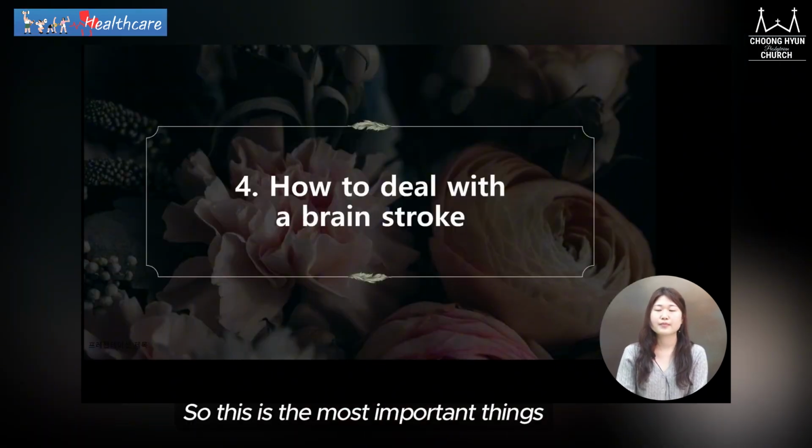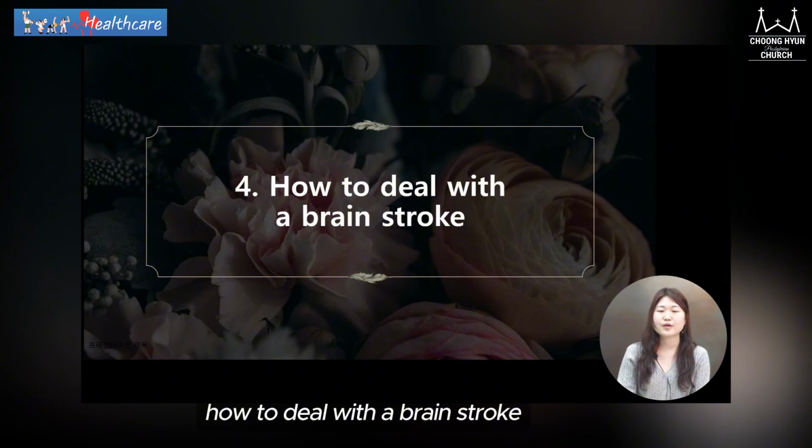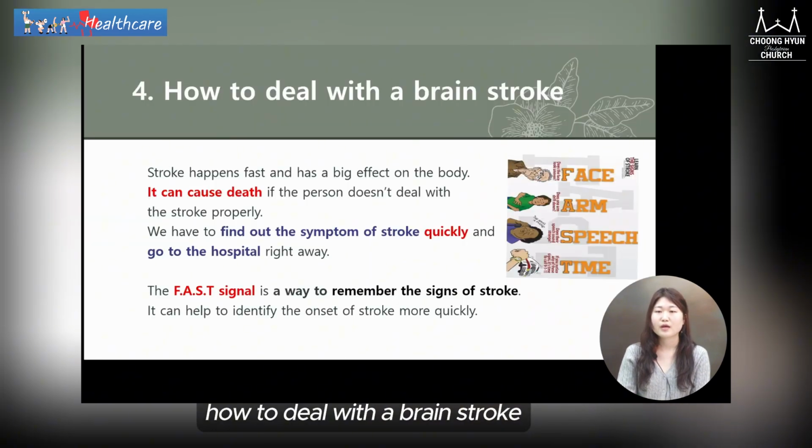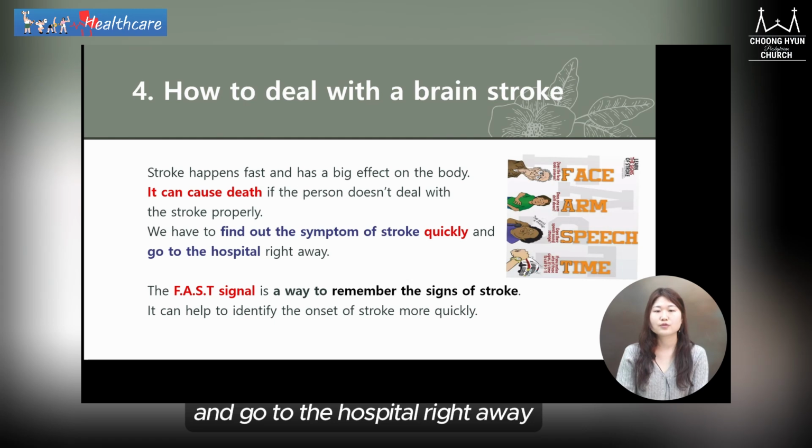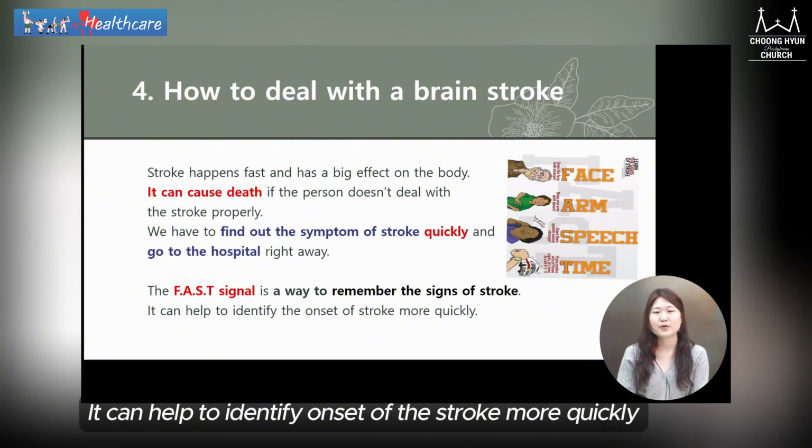So these are the most important things, how to deal with a brain stroke. Stroke happens fast and has a big effect on the body. It causes death if a person doesn't deal with the stroke properly. We have to find out the symptoms of stroke quickly and go to the hospital right away. The FAST signal is a way to remember the signs of stroke. It can help to identify the onset of the stroke more quickly.